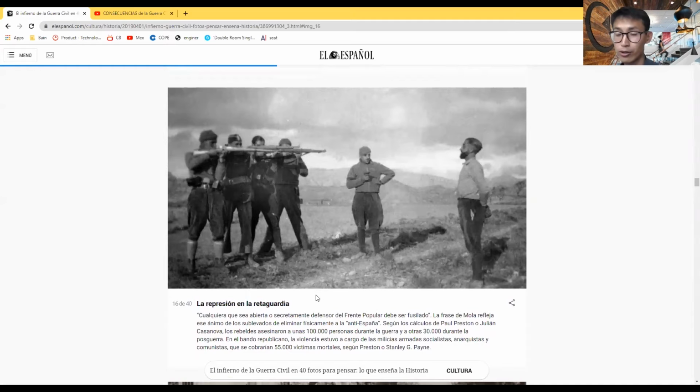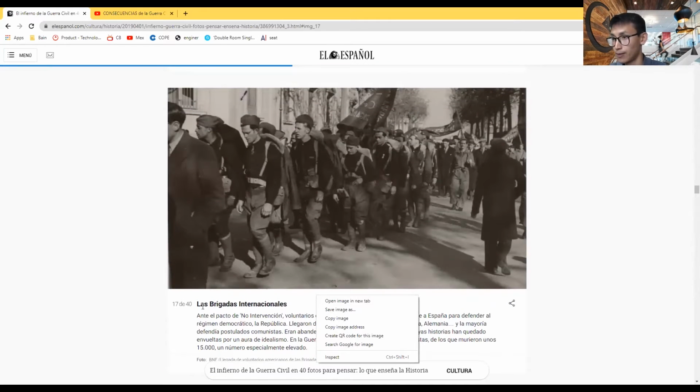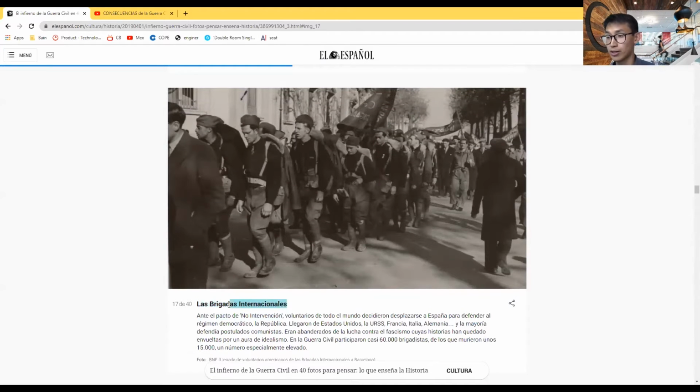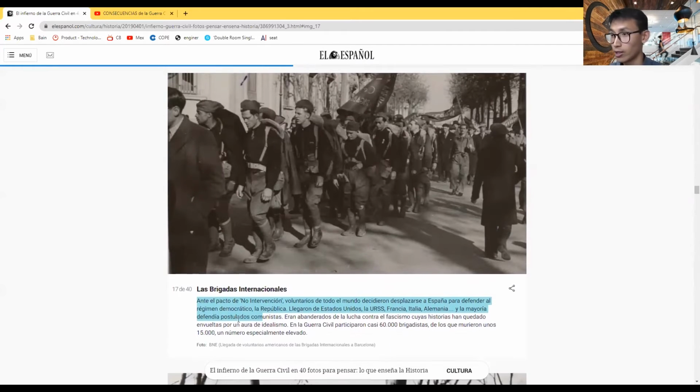And then during the war, obviously a lot of people died from the fighting, but there were also a lot of executions on both sides as well. And then that is basically a group of different countries that supported the Republican governments. So they're called Las Brigadas Internacionales.